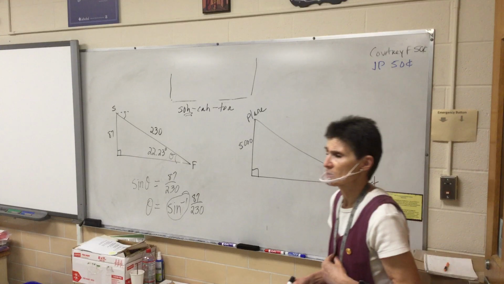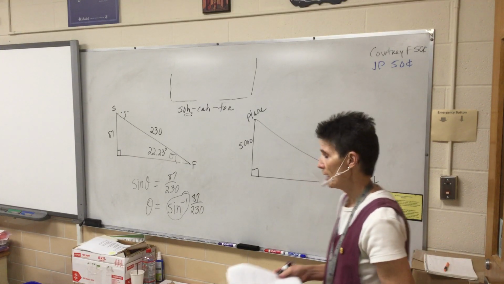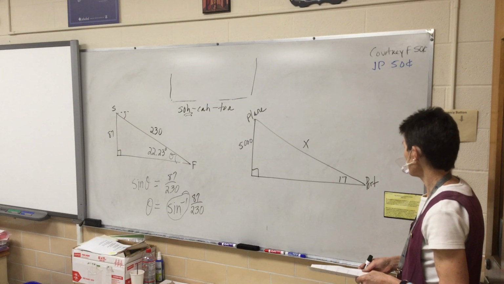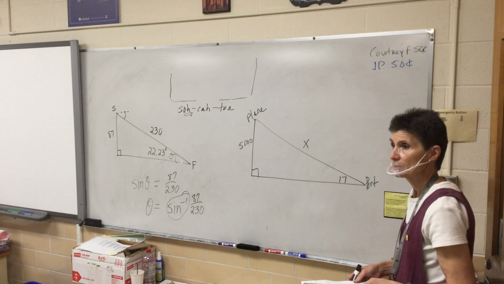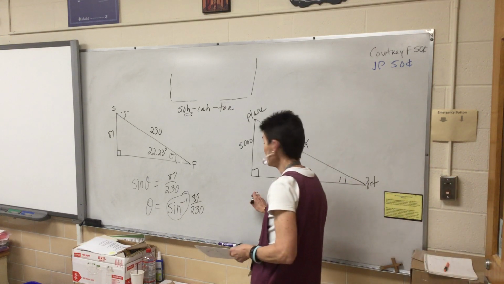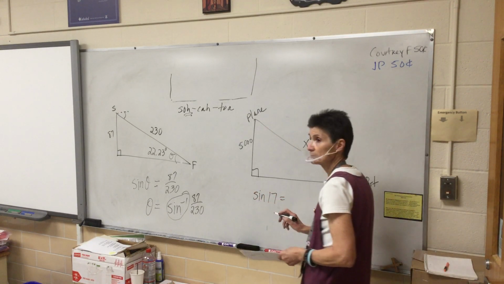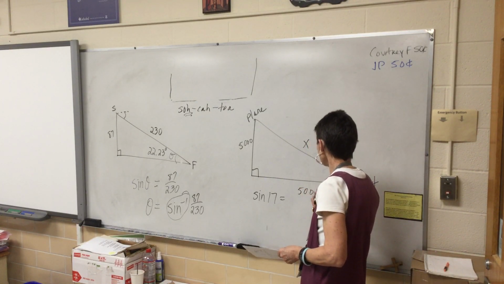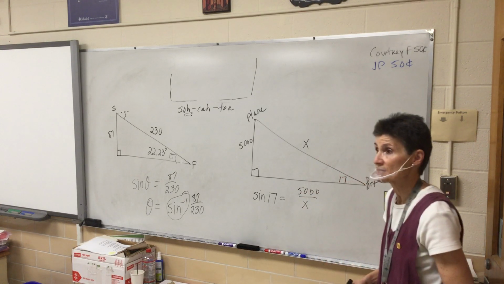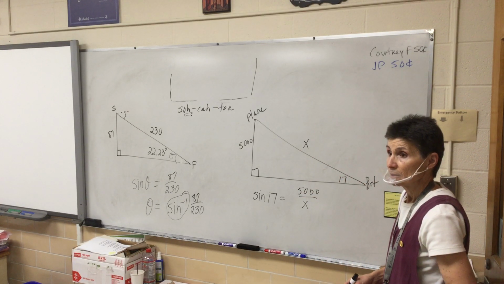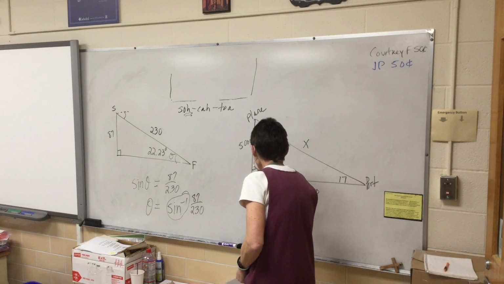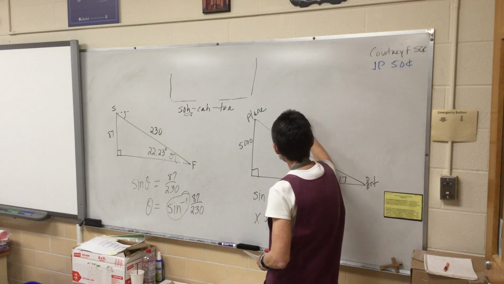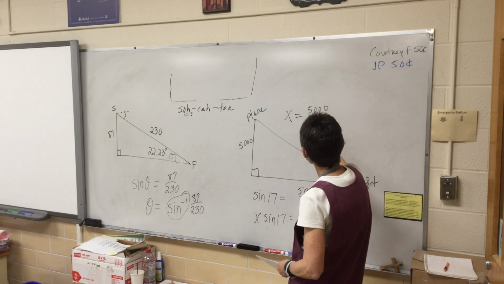So where is my x going to go? On the hypotenuse. Oh, is this kind of the same thing we just did? Your equation will be sine 17, sine angle, equals 5,000 over x. Is everybody okay with my choice of sine? So x sine 17 equals 5,000, and x equals 5,000 over sine 17.